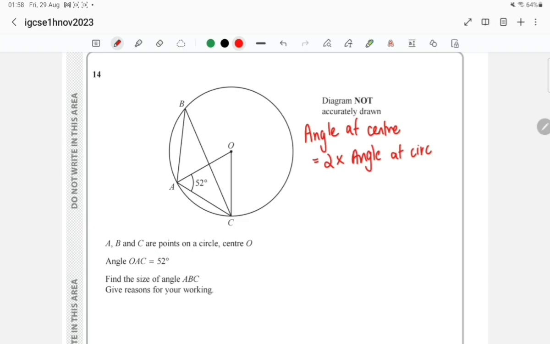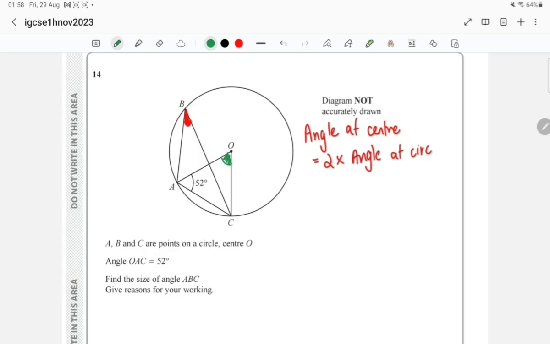A, B, C are points on a circle center O. Angle OAC is 52. Find the size of angle ABC. So I need this angle. Now to find this angle, if I had the angle at the center over here, I would just have to divide it by 2 to get this one, right? So let's find a way to find this angle at the center.